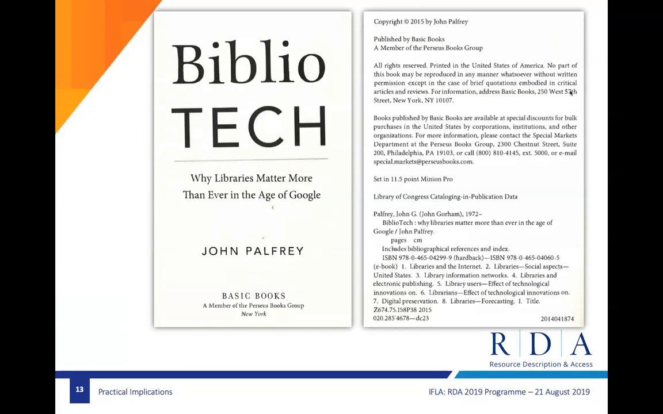What I have for you today is Bibliothèque: Why Libraries Matter More Than Ever in the Age of Google by John Palfrey. It's published in New York by Basic Books, which is a member of the Perseus Books Group. On the title page verso, you see that I have a copyright date of 2015. That's nice because I don't have a publication date. There is no such thing on this. That's important to remember later.